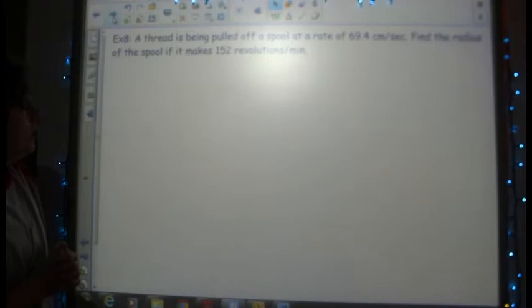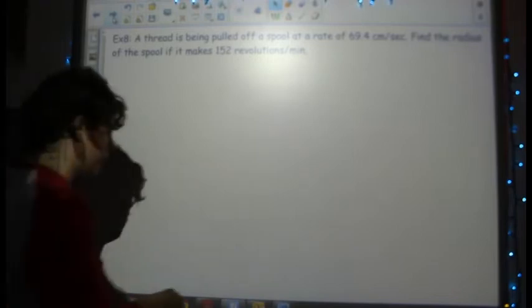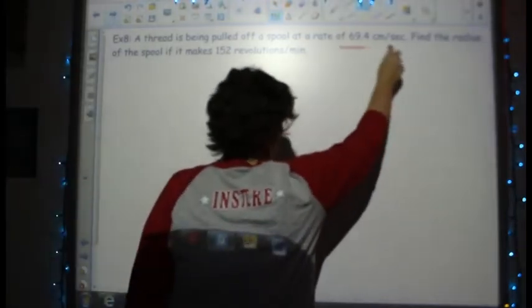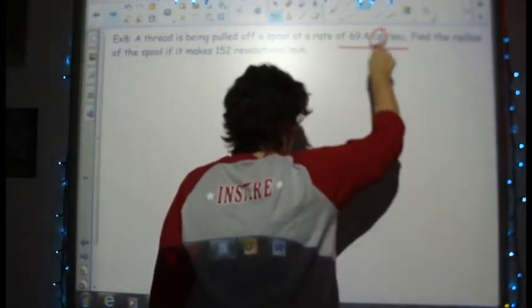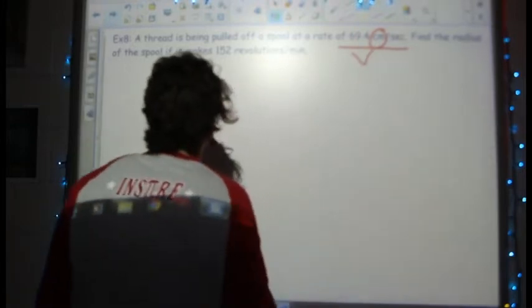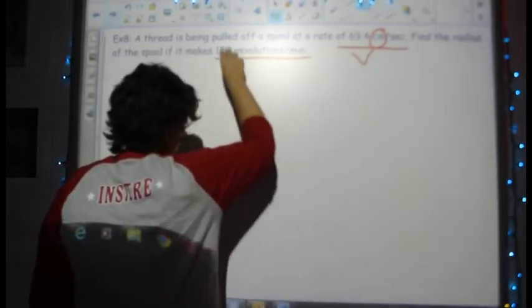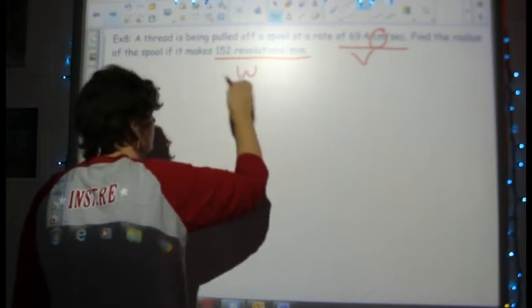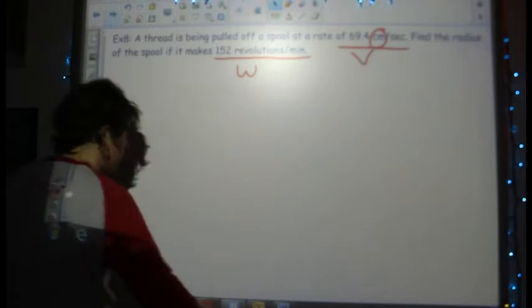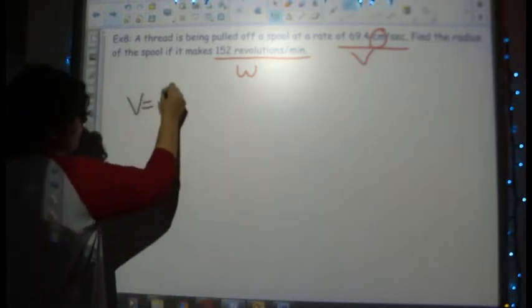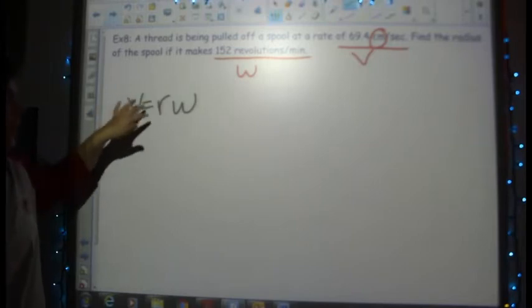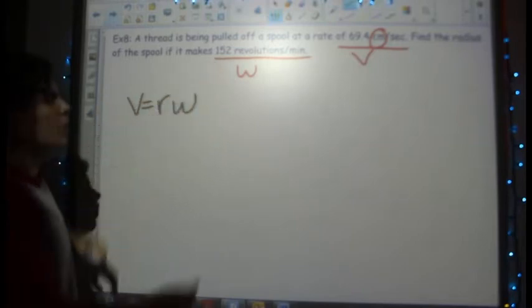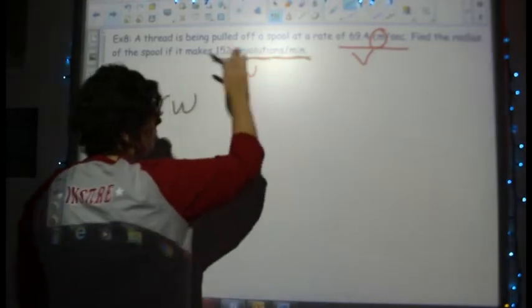All right, so this one's a little bit different. For this one, they gave you a linear speed, and I know it's linear because centimeters are a linear measurement there. So this is my linear speed. Then they gave me revolutions per minute. So this is on the way to getting my W. It's not W, but it's almost W, and it's asking me for my radius. That means my formula is going to be V equals R times W. So now all I have to do is plug into my formula. But before I can, this isn't really W here. I need to do a little bit more work to get to W.